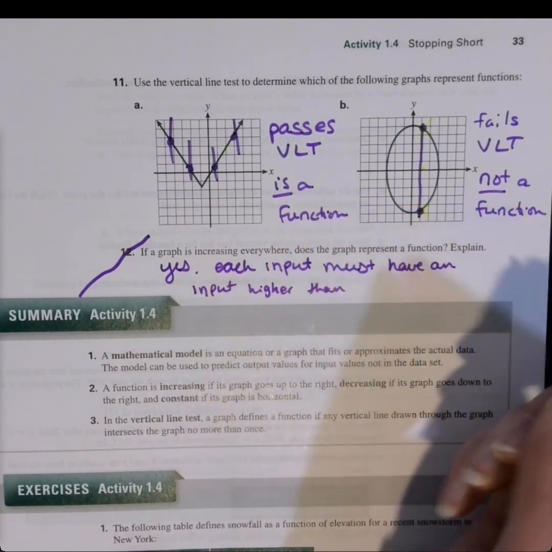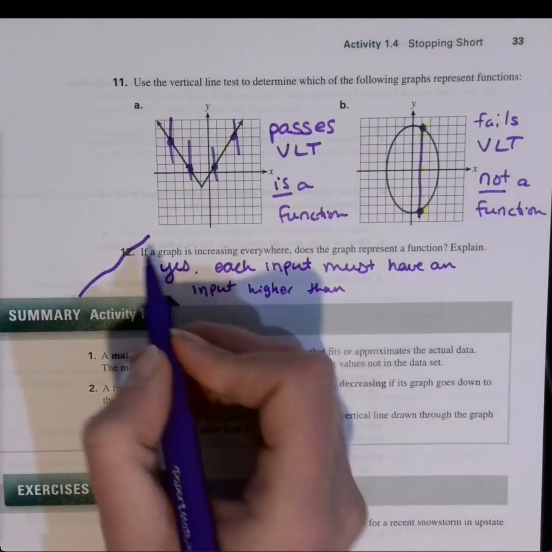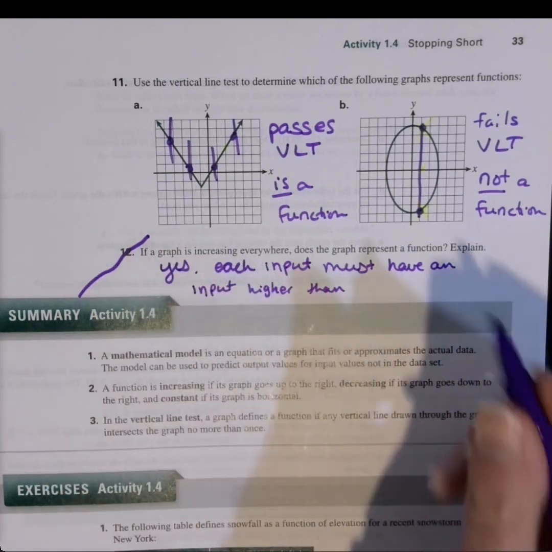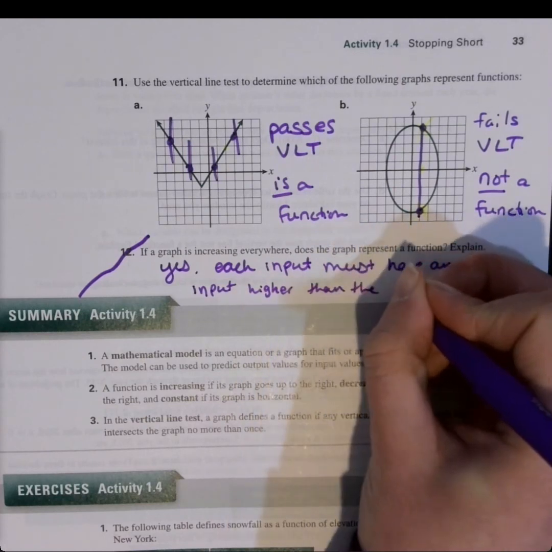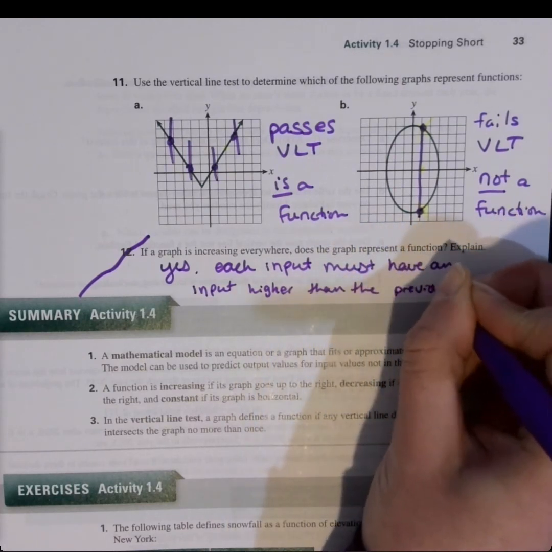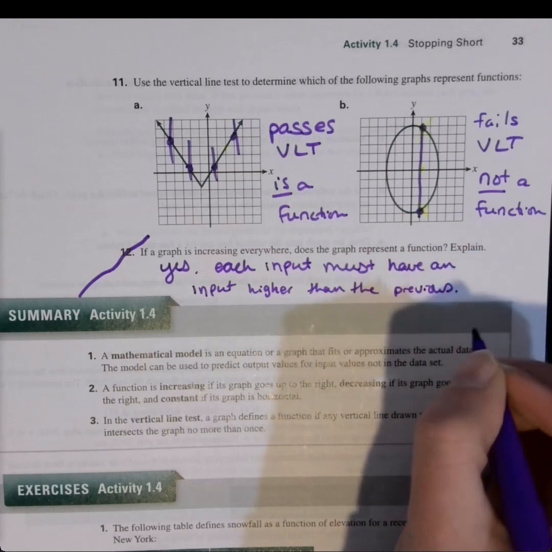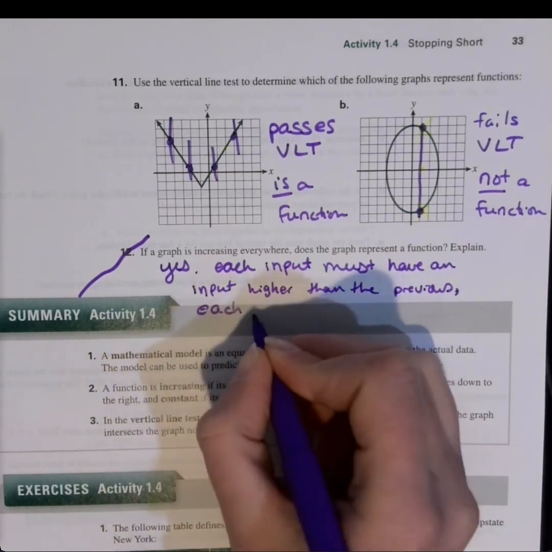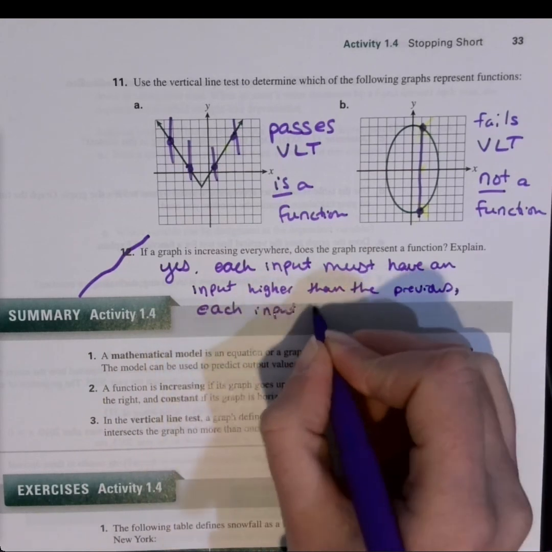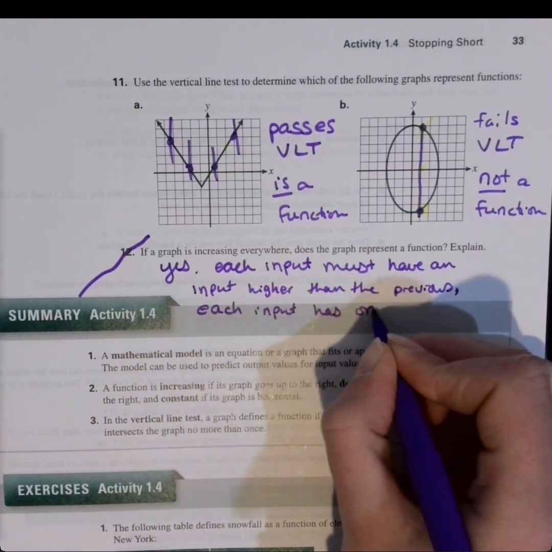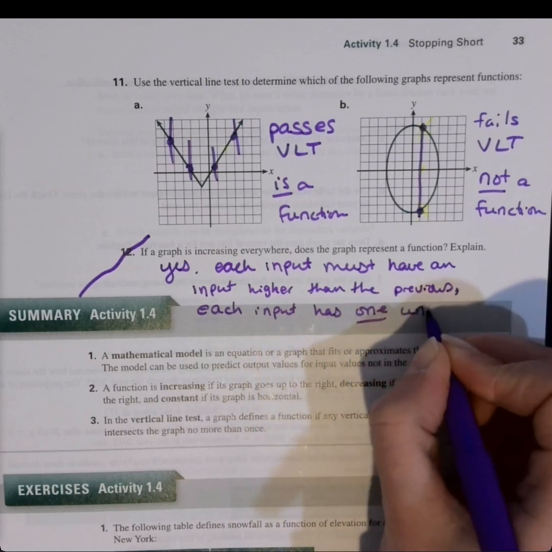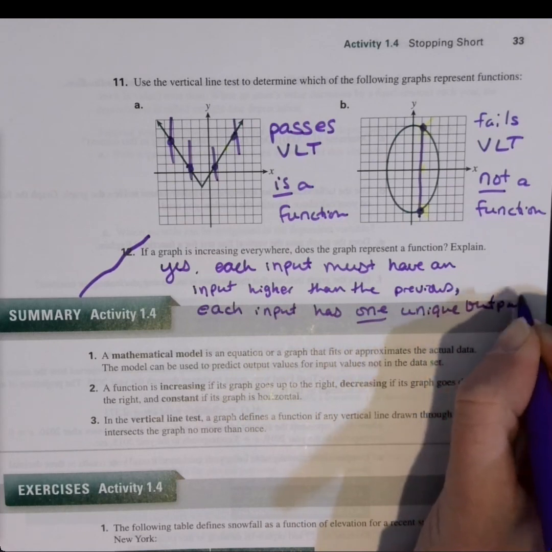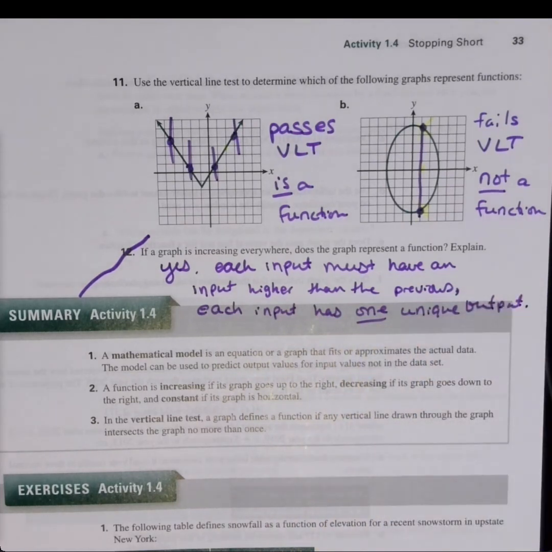Not that being equal to would be a problem, because constant functions are still functions, but there's never an opportunity for one input to have more than one output. So we're going to have to add on to that by saying each input has a unique output. Has one specific unique output. That's what unique means, but spelling it out. One unique output, and that is why it is a function.